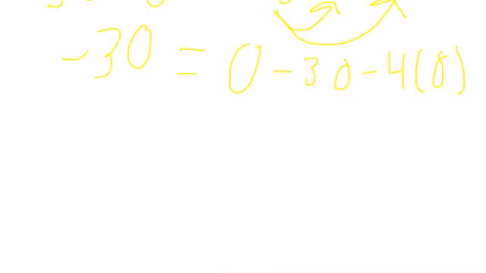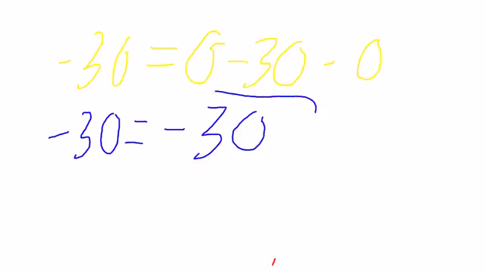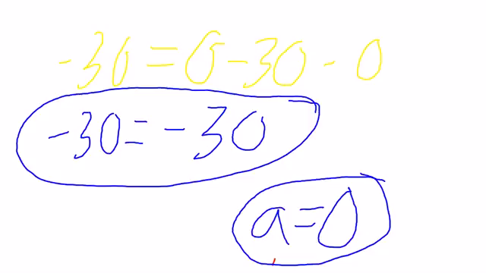So now you got to multiply 4 by 0. If you do that, you get negative 30 equals 0 minus 30 minus 0. So basically, if you solve that, you would get negative 30 equals negative 30, which proves, in fact, that a does equal 0, because the equations end up equal to each other.